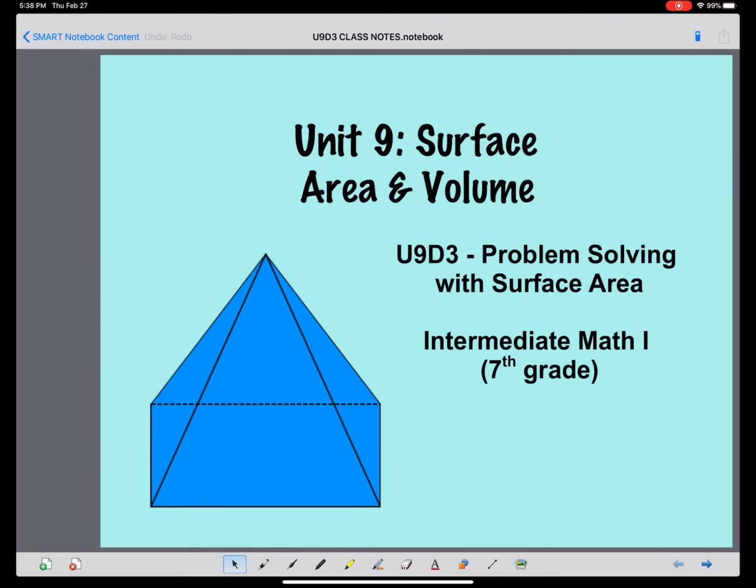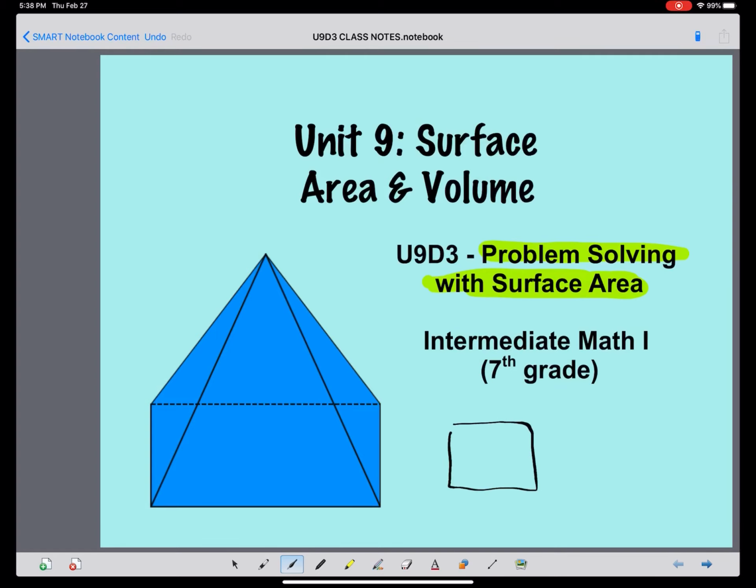It is Unit 9, which is all about surface area. Later we'll be getting into volume, but today's lesson specifically is problem solving with surface area. So we're still finding the area of surfaces. Here's a really quick overview of what you'll be doing today.